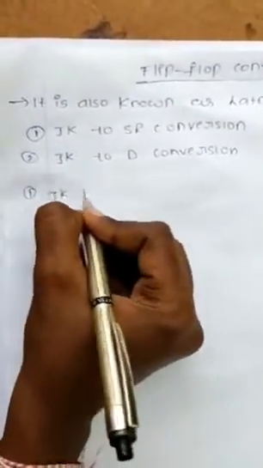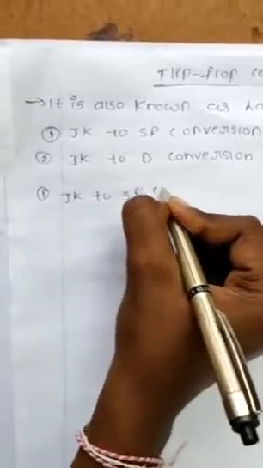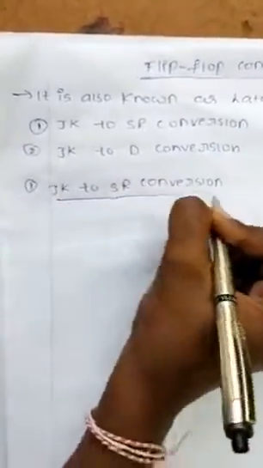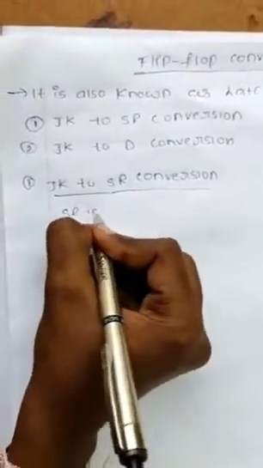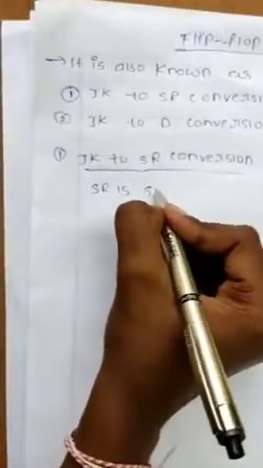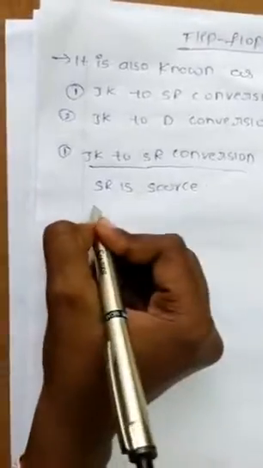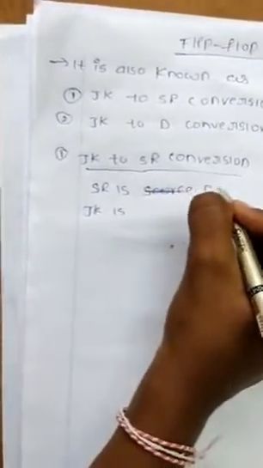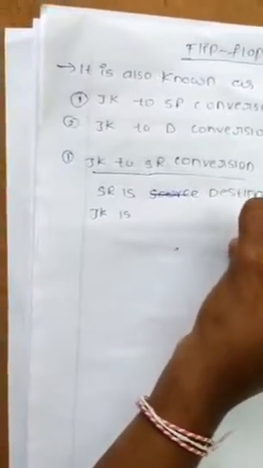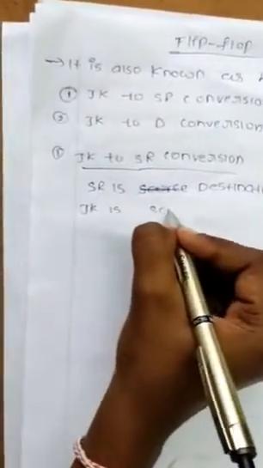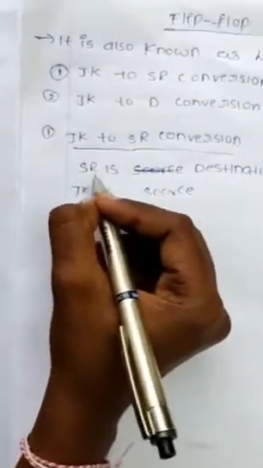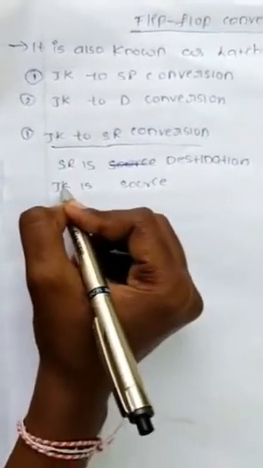First one, JK to SR conversion. Here SR is the source and JK is the destination. Means the SRs are the inputs and JK are the outputs. From these inputs we are going to get the JK values and the logic circuits.